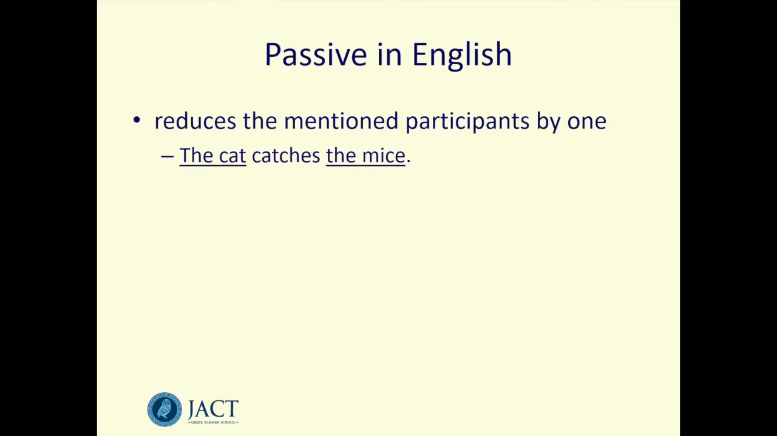Another way in which English verbs can appear with a different number of participants in different roles is by becoming passive. This reduces the number of participants mentioned by one, namely the subject of the equivalent active verb. The subject of the active verb is absent in the passive, so the cat has been deleted, and the object of the active verb, the mice, is now the subject of the verb, and it has changed its form. The verb has a passive form, and it agrees with that new subject.